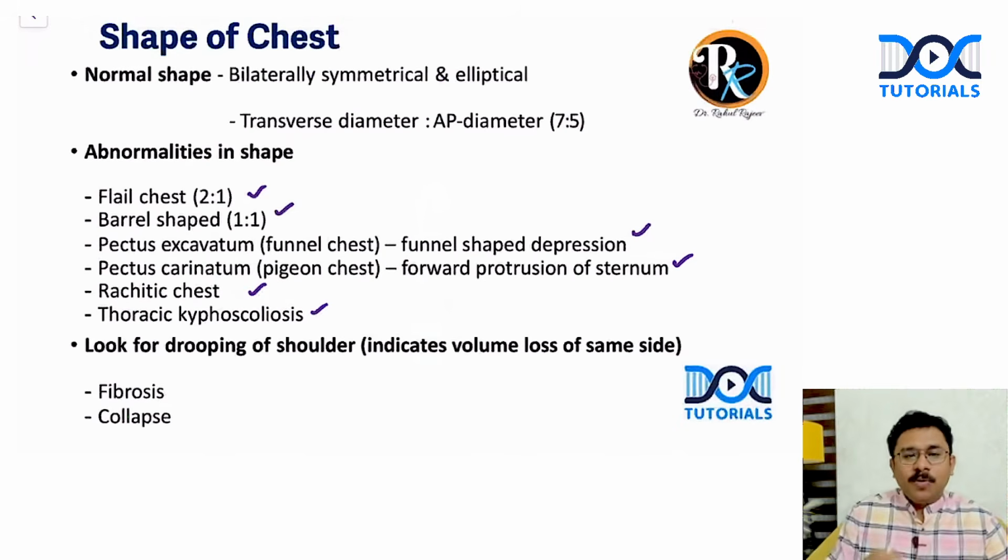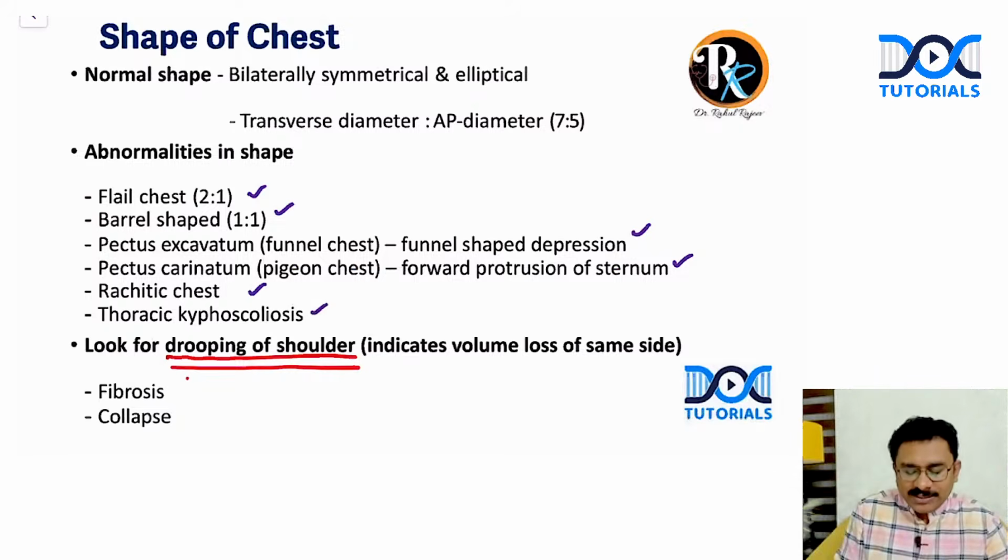Another very important point in the assessment of the shape of the chest is to look out for any drooping of the shoulder. Now if you comment, okay sir, this patient has a drooping, the examiner will ask you, if the patient is having a drooping, what does that indicate? Always remember this very, very important point: drooping indicates volume loss. Say along with me, drooping indicates volume loss of the same side.